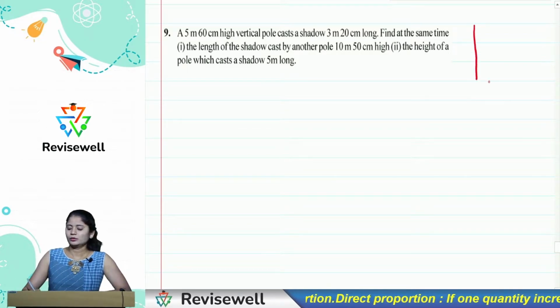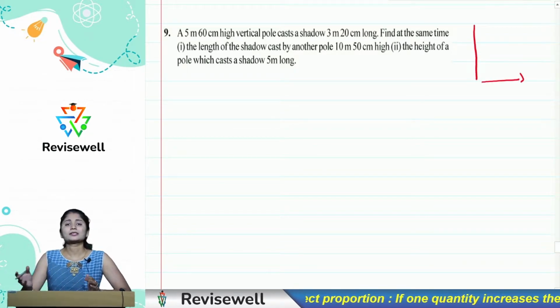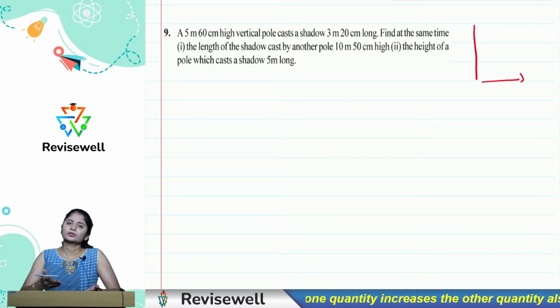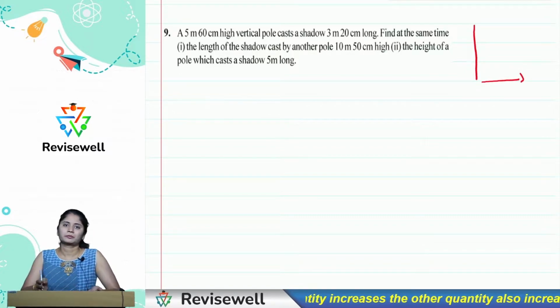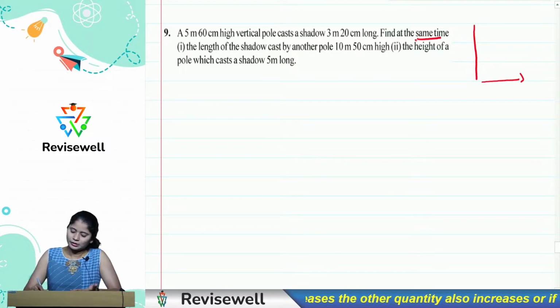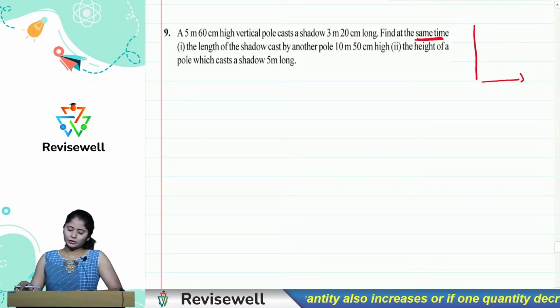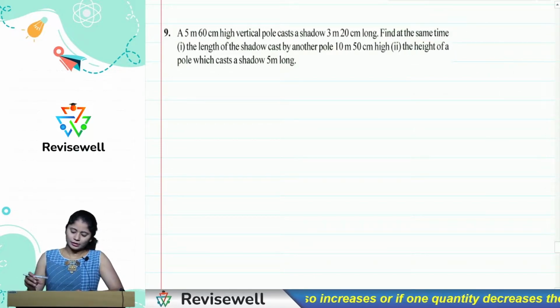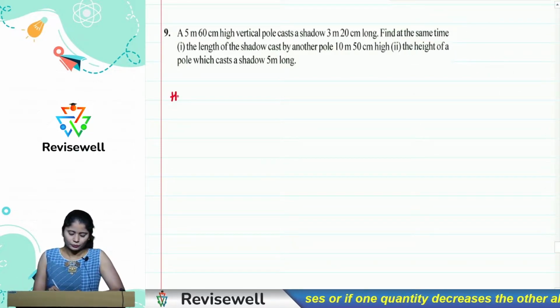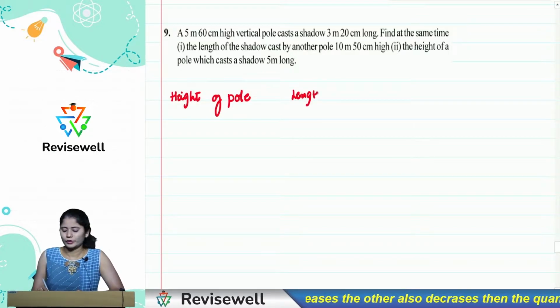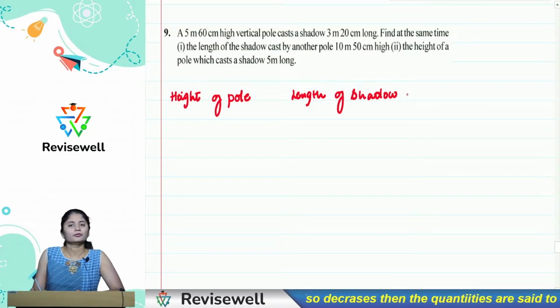Suppose this is your pole, the shadow will always be cast on the ground. Since we are thinking about the shadow cast at the same time, and the length of the shadow will vary from time to time, he has clearly mentioned that we are measuring the length of the shadow at the same time. So here we are discussing the height of the vertical pole and the length of the shadow. There are two quantities we are speaking of: length of shadow and height of pole.